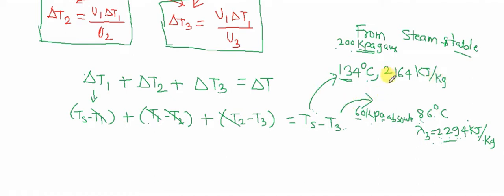Kilojoule per kg. Okay, so we get this value Ts and T3. We have delta T1 plus delta T2 plus delta T3, that will be Ts minus T3. Important thing here, we have cancelled minus T1 plus T1, but we don't know the value of T1. Please note that in this equation we have just cancelled that minus T1 and plus T1, but we don't know the value of T1. Similarly, we have cancelled minus T2 plus T2 here, but we don't know the value.